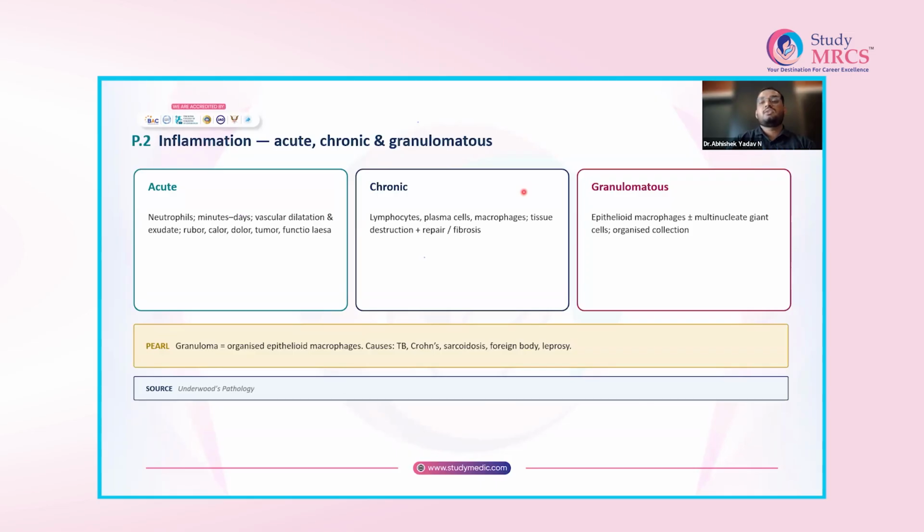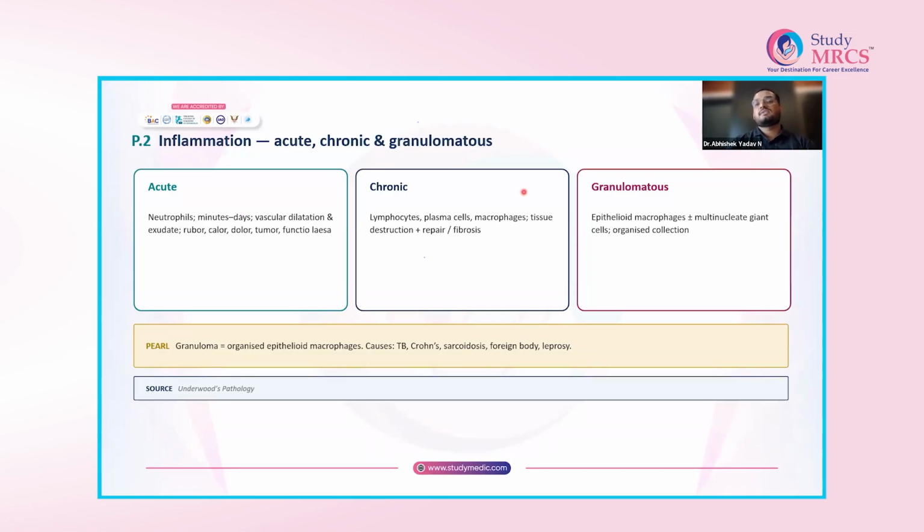A granuloma is where the macrophages are modified to form epithelioid cells. They have a slipper-shaped nucleus, and they characteristically have giant cells. Giant cells are multiple macrophages fused together to form a single cell with multiple nuclei. Again, those are the characteristics of granulomas.